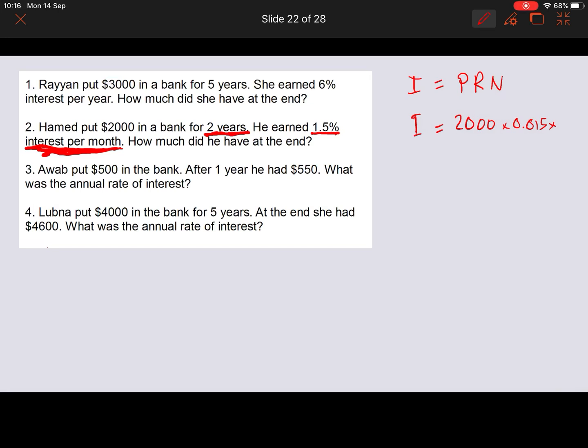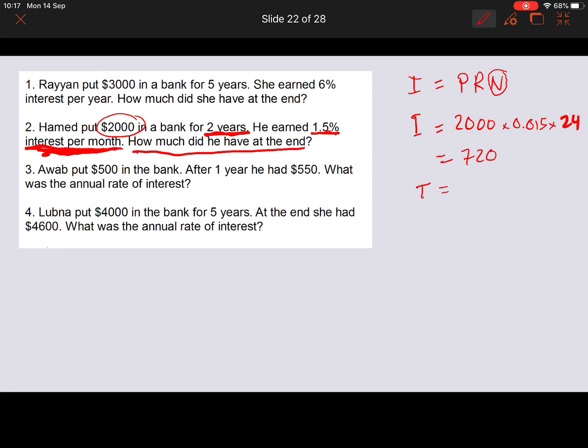Well, you actually earn this 1.5% per month. Okay, not per year this time. And you're doing it for 2 years. So what you've got to do is work out how many months there are in 2 years. Well, if it's 12 in 1 year, it must be 24. So this N really, it's not the number of years or the number of days or the number of months. It's the number of times you get paid interest. Now, if you're getting 1.5% every month for 2 years, you're going to get paid 24 times. Okay, so that's what we put in the calculator.